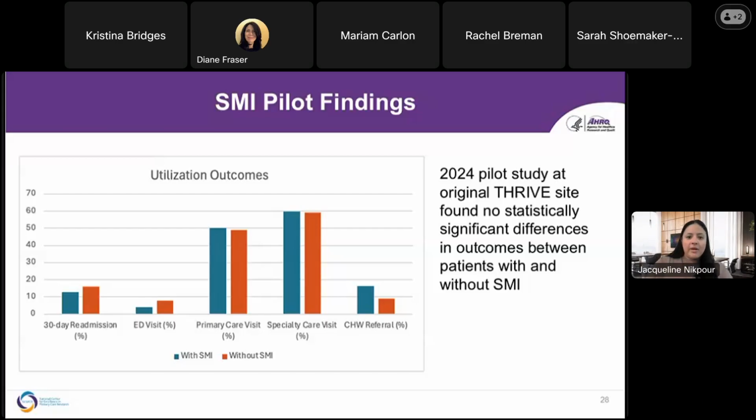The one outcome that we did see some differences in was that patients with serious mental illness were more likely to be referred to a community health worker. And again, that really emphasizes the role of social support, navigating some of these challenges, and being a liaison between the patient and the health system. Next slide, please.